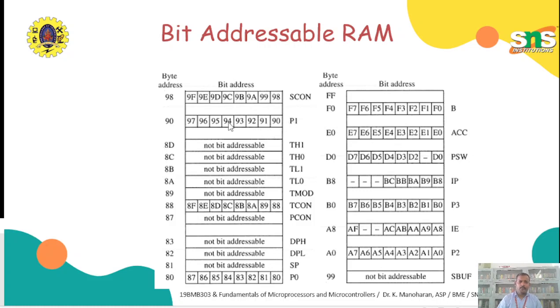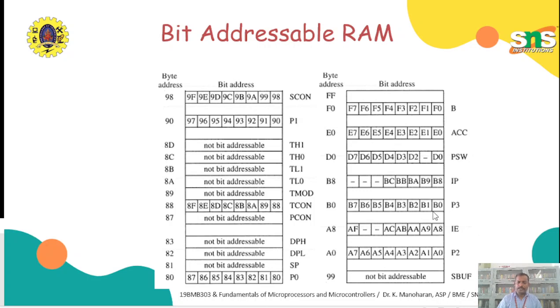Look at this port 1. Port 1 is both byte addressable and bit addressable. 90 is the byte address and the bit address is from 90 to 97. Look at this SCON. SCON is bit addressable. From 98 to 9F are the bit addresses, and 98 is the byte address. Look at this. This is SBUF, that is, the serial buffer. This is not bit addressable. The address is 99. Look at this port 2. Both bit address and byte address are possible. A0 is the byte address. From A0 to A7 are bit addresses for individual bits. IE, the interrupt enable register, is also bit addressable. A8 is the byte address and A8 to AF are the bit addresses.